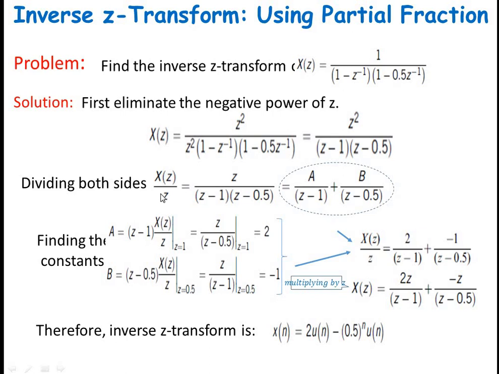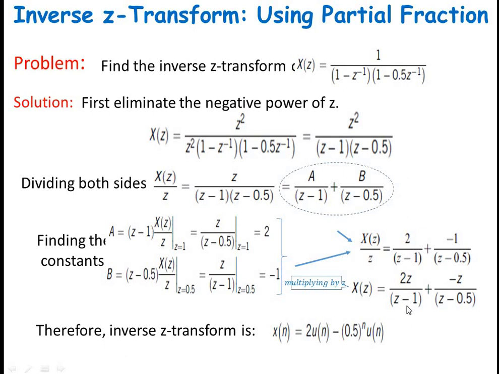Now we can substitute in X of Z divided by Z, replacing A and B with the numerical values 2 and minus 1 respectively. After that we multiply by Z, so we have to remove this Z. We can cross multiply, or bring Z to the right-hand side. It becomes 2Z divided by (Z minus 1) plus minus Z divided by (Z minus 0.5).